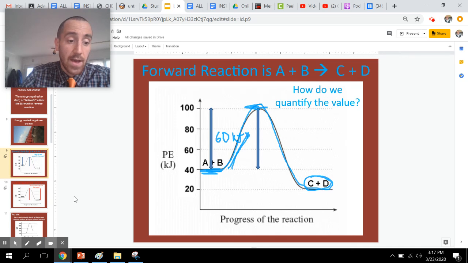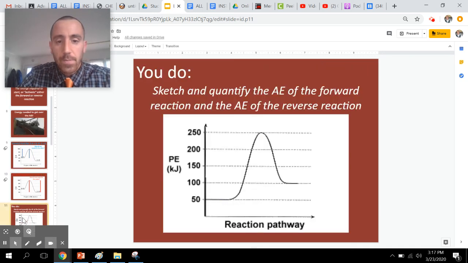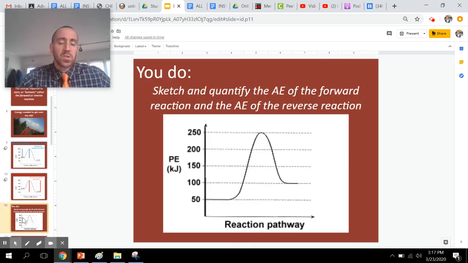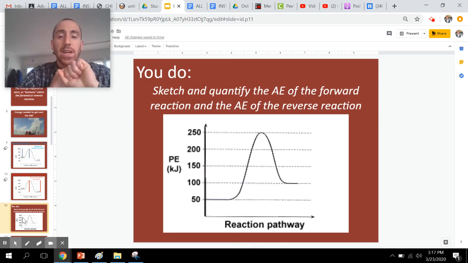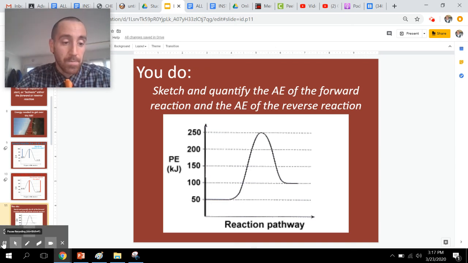It still shows the same value. So just be on the lookout for that. All right, so what I'd like you guys to do is maybe take a minute, pause the video, sketch this all, and try to sketch where the AE, the activation energy of the forward reaction arrow would be, where the activation energy of the reverse reaction arrow would be, and then I want to know each value. So I'm going to pause the video and let you guys do that now.